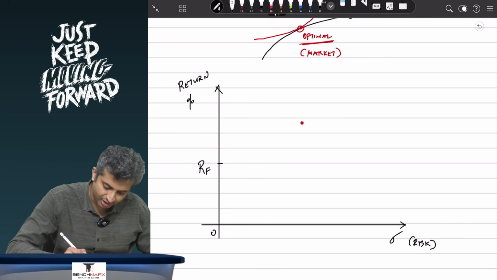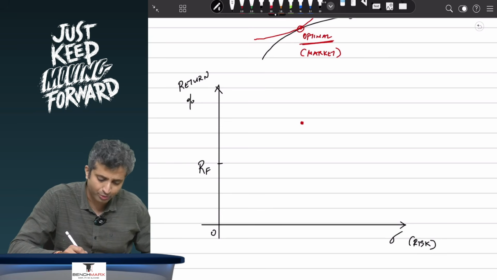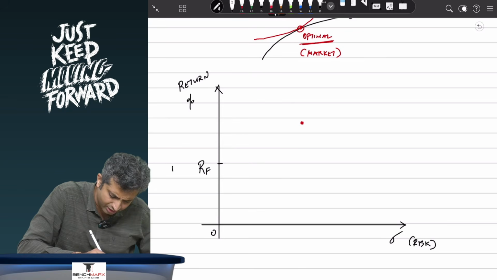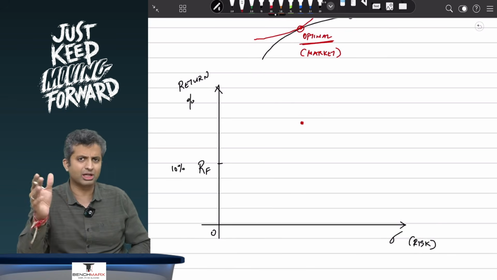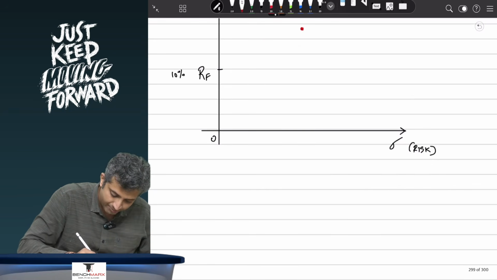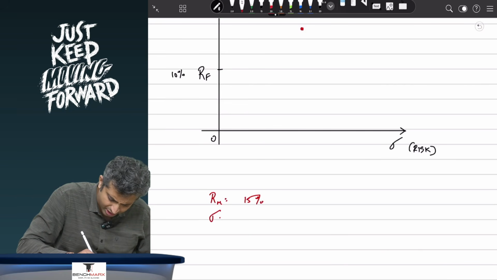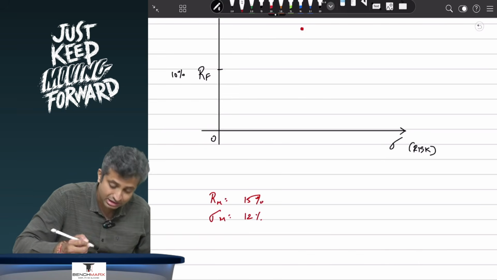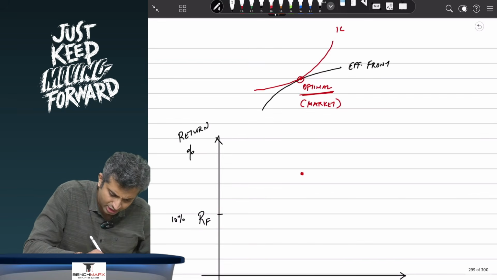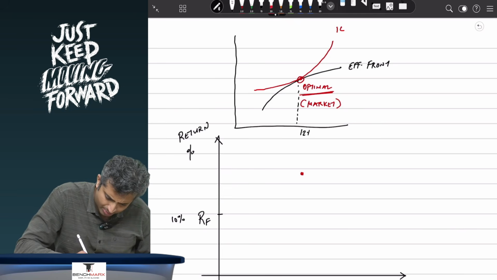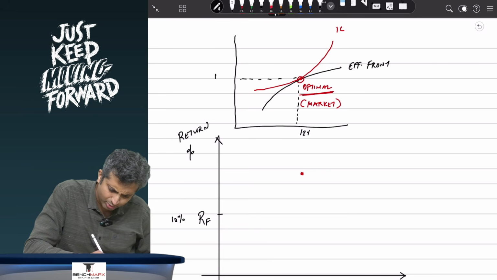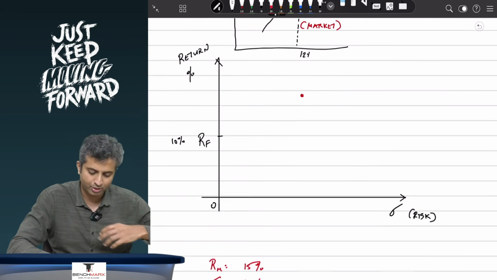Now let us say you have an optimal portfolio, which is a market portfolio. Let's say your risk-free rate is 10%. However, your market portfolio will also have some standard deviation. So let us say your return of the market comes to 15%, and the standard deviation of the market is, let us say, 12%. Let's say this is based on the efficient frontier as well. So in the efficient frontier, you can see that over here this risk comes to around 12%, and let's say the return over here is maybe 15%, and this is the optimal portfolio, for example.